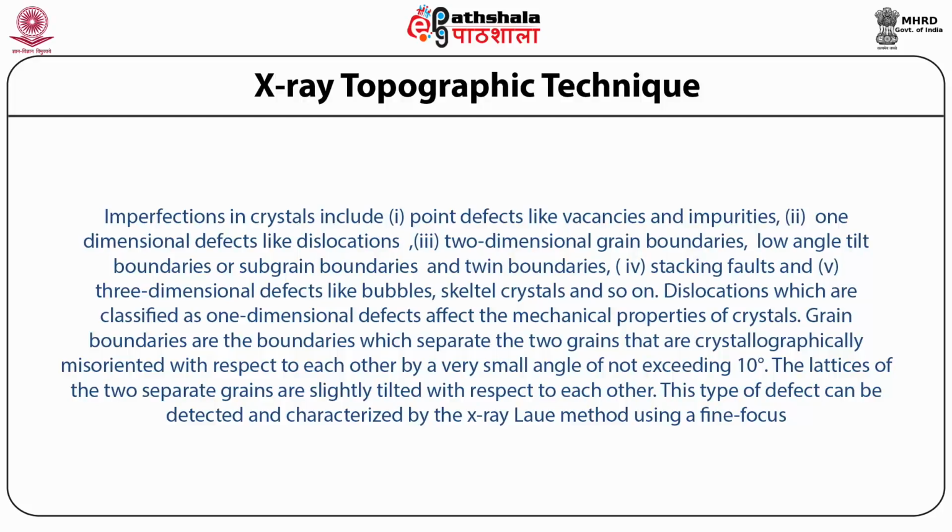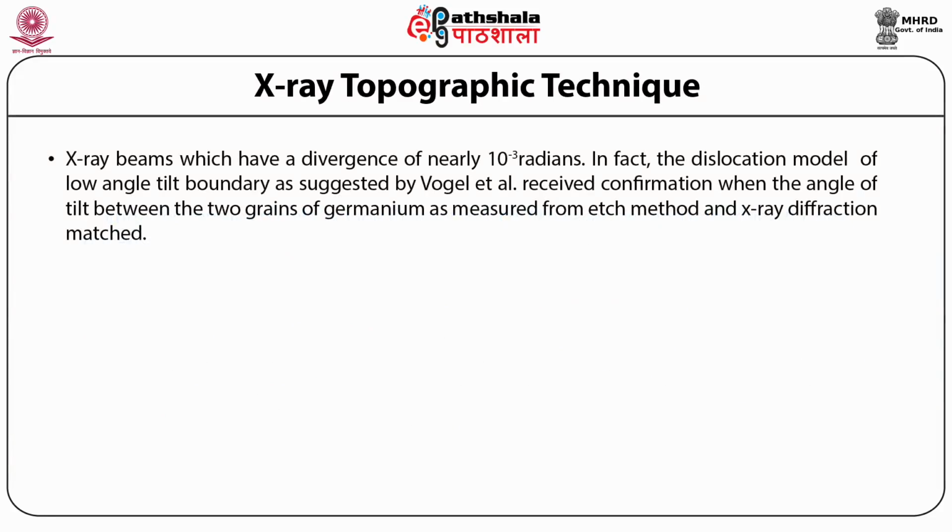Grain boundaries are the boundaries which separate two grains that are crystallographically misoriented with respect to each other by a very small angle, not exceeding 10 degrees. The lattices of the two separate grains are slightly tilted with respect to each other. This type of defect can be detected and characterized by the X-ray Lang method using a fine focus X-ray beam which has a divergence of nearly 10 to the power minus 3 radians.